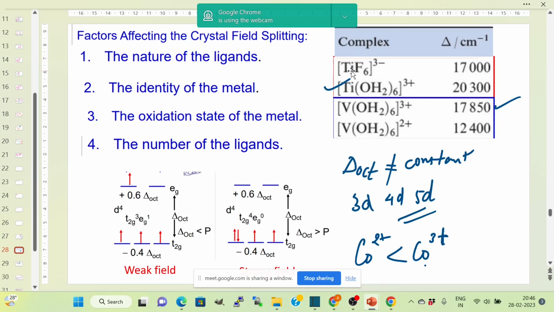For example, here titanium is in the 3+ state. Here also titanium is in the 3+ state, but the ligand fluorine is a much weaker field ligand than water. Therefore, the titanium water complex will have much more interaction and much more splitting. That is why this delta is much higher here, right? And here vanadium is in the 3+ state, and there vanadium is in the 2+ state. So 3+ vanadium will have a much stronger interaction with the water ligand. Therefore it will have much more splitting, that is delta O or Dq, as we say. That is why it has a higher delta value than the vanadium 2+ state. Is it clear?